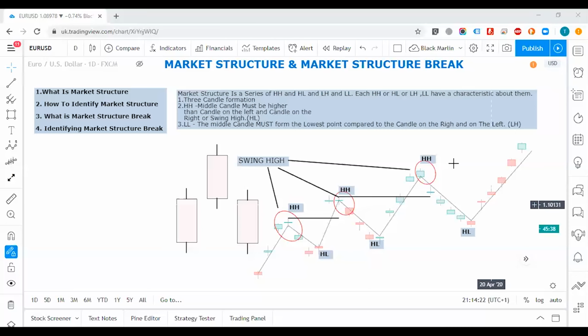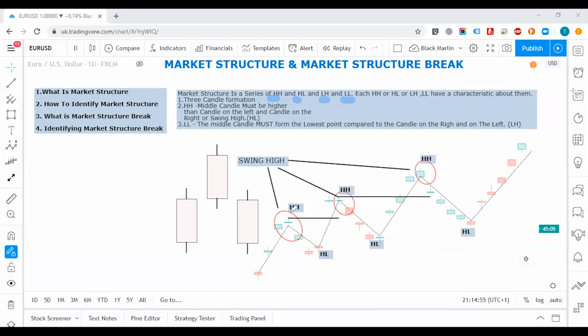But here goes. So today we're looking at market structure, and very simply, what is market structure? Market structure is a series of higher highs, higher lows, and lower highs and lower lows. And what I mean, you can just look at that on the screen right now. Let me get my pen to just show you what I'm trying to say. So when we say market structure is a series of higher highs, higher lows, and lower highs and lower lows, as you can see depicted in this picture here, structure.